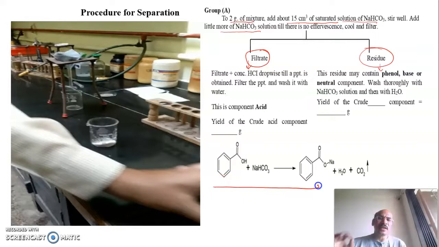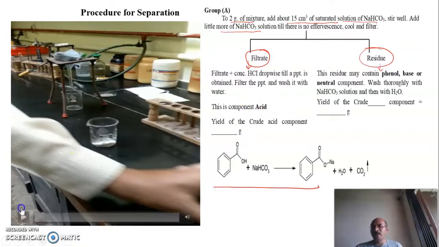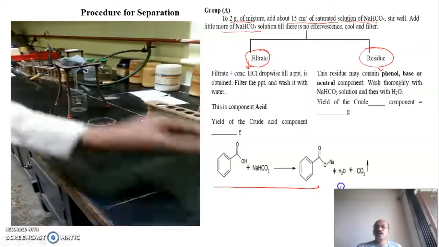I am repeating here, that is neutralization of acid by weak base sodium bicarbonate to form sodium salt of acid along with carbon dioxide and water. Let us see how it happens. Now see the video.